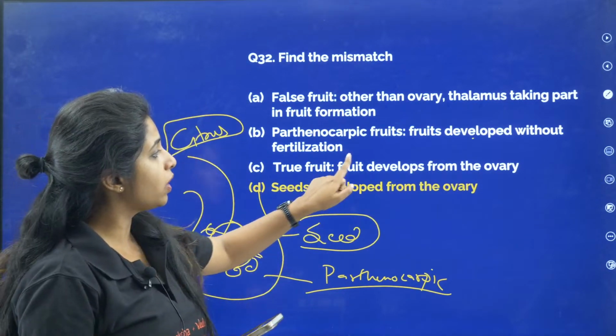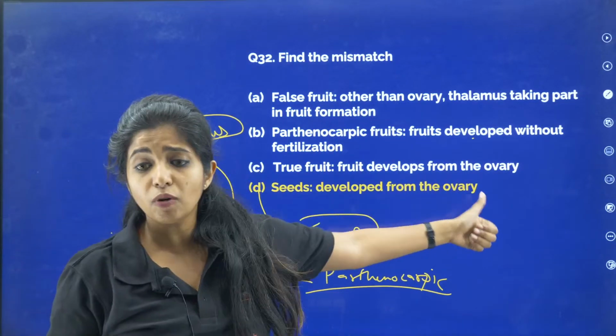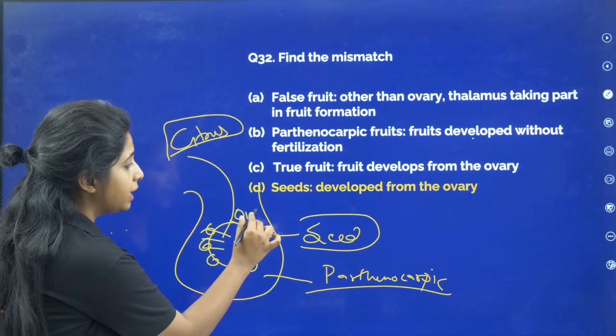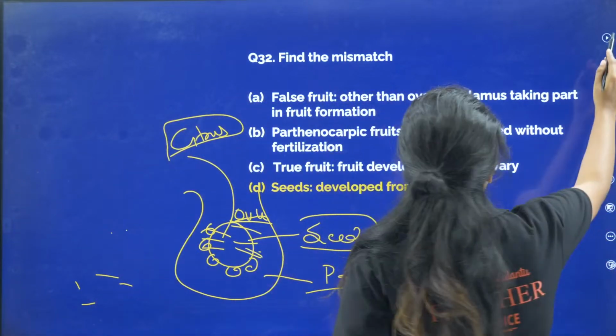Now, true fruit is when fruit develops from the ovary itself. Correct, from the fertilized ovary. Seeds, do you think they develop from the ovary? No, seeds come from the ovule, my dear children. Fertilized ovule is known as seed. But in the case of apomixis, that is not the case.